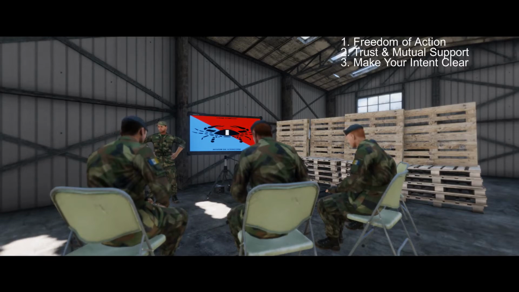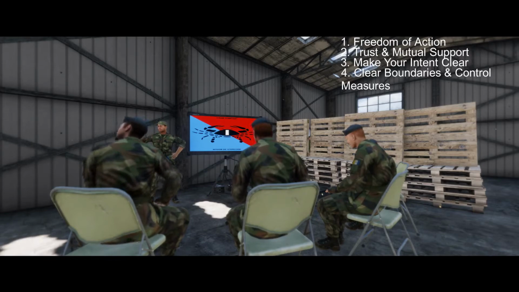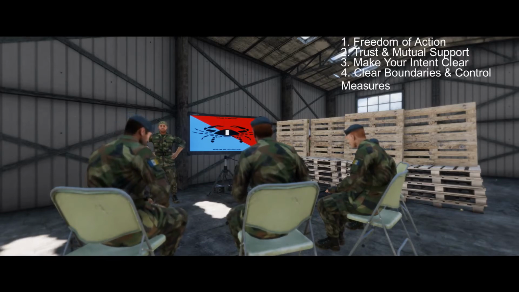The final principle is setting clear boundaries and control measures. Although mission command is about giving your subordinates the opportunity to use their initiative, you do need to set boundaries and clear control measures so that they don't go wildly off task and off piste. So say where they can operate in. If they're clearing an area of buildings, where do they clear to, what's their limit of advance? If they're in a support by fire position, whereabouts can they re-maneuver to reposition to get a better firing position?